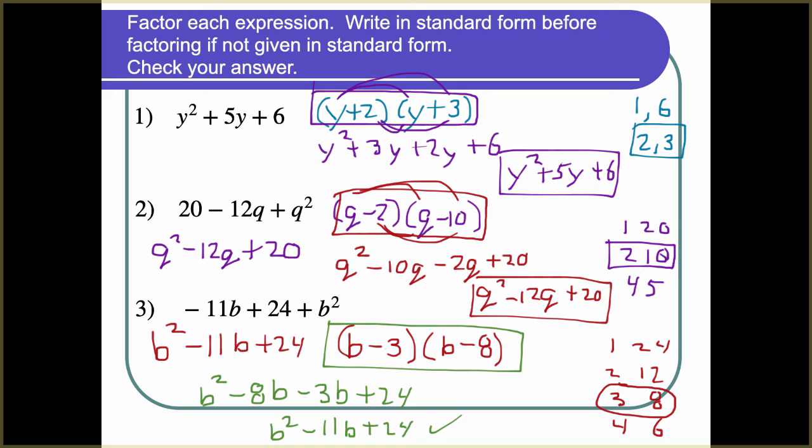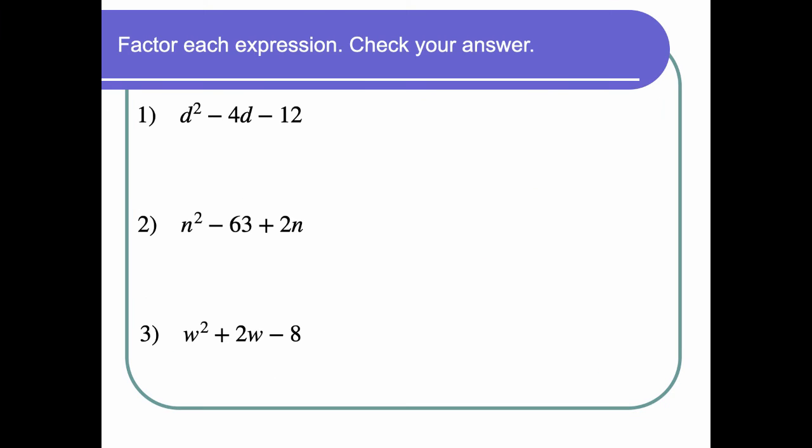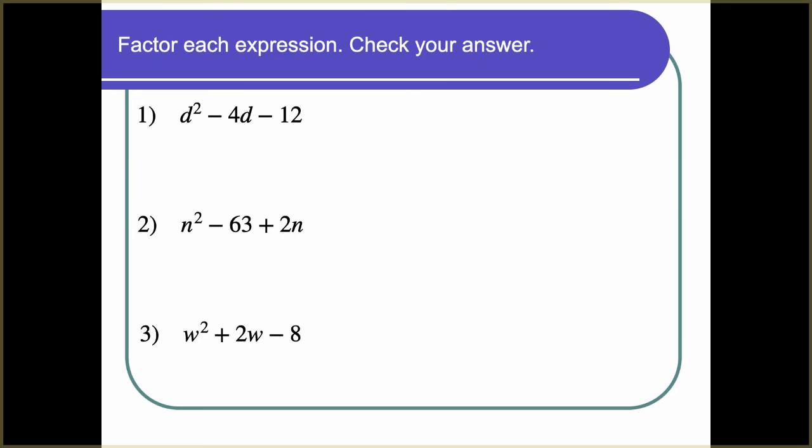All right, so this is factoring when our leading coefficient is 1. I'm going to do the first one, and I'll have you guys do the last two. So we have d squared minus 4d minus 12. We're looking for the factors of negative 12 that will add up to negative 4.